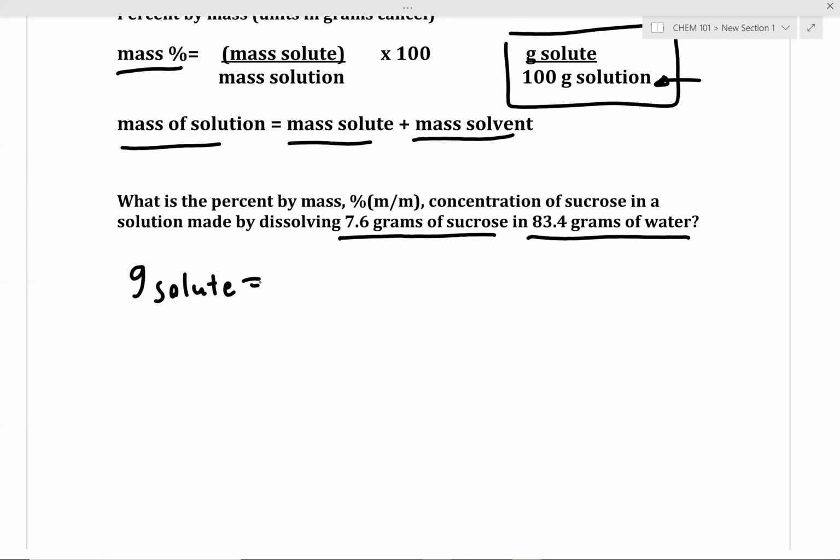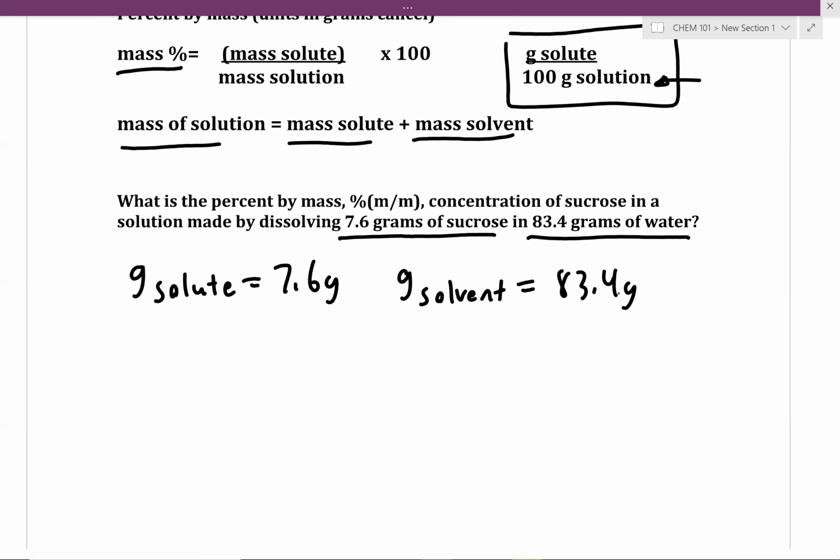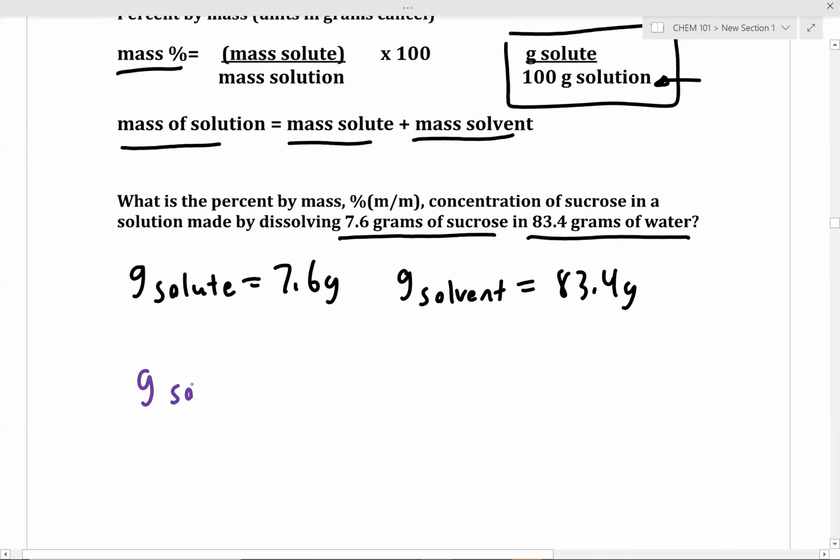Sucrose, yes. So what mass of sucrose do we have? Yep, 7.6 grams. What mass of solvent do we have? Yep, 83.4 grams. So in order to calculate the mass of our solution, it's equal to the total mass of solute plus solvent, which is 7.6 grams plus 83.4 grams. And if we punch that into our calculator, that in turn gives us 91.0 grams of solution.